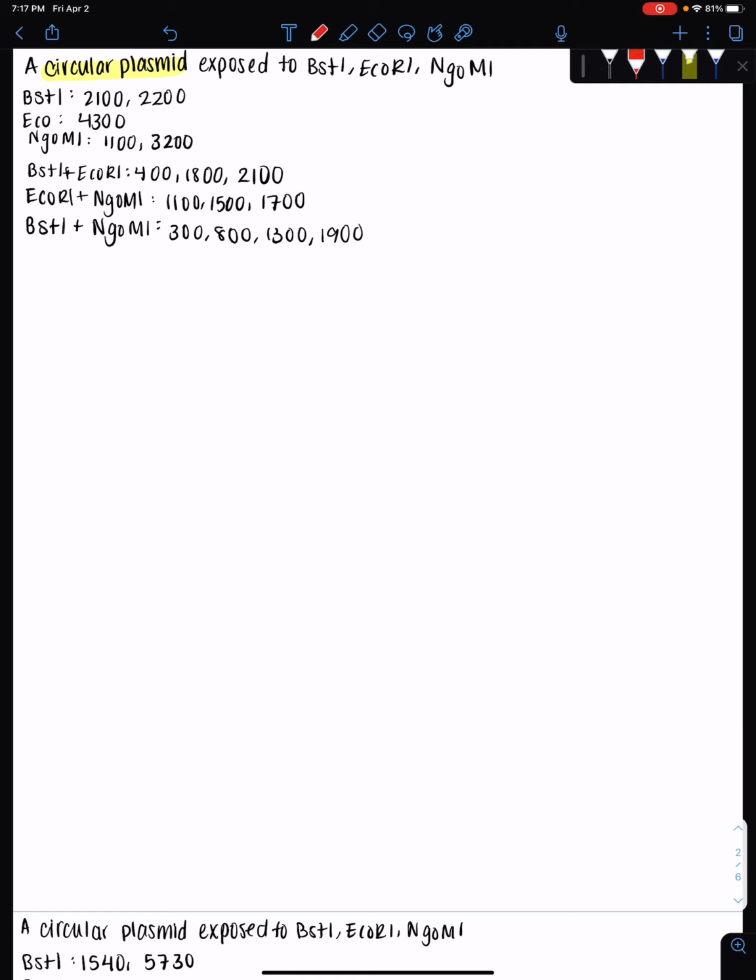So as we can see, let's make our single digest first. The single digests are the ones that involve one enzyme, and these will be our double digest, which involve two enzymes. So we can see B has two fragments, so it makes two cuts. E makes one cut because it has one fragment, and N makes two cuts. And 2 plus 1 plus 2 equals 5. So in our final digest, which involves all of these enzymes, it's going to have 5 total cuts.